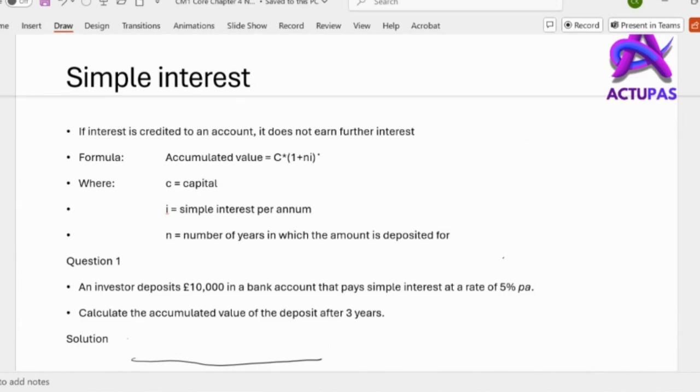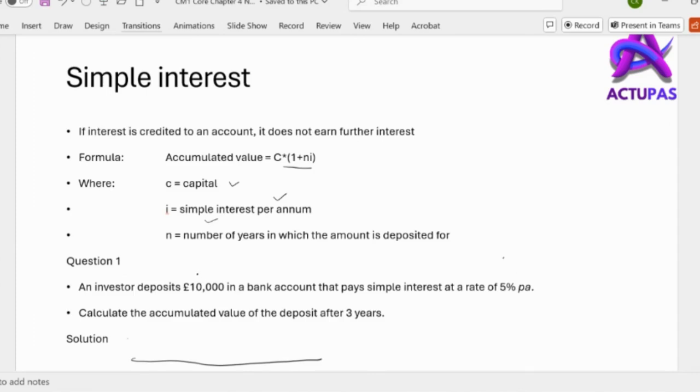The formula for simple interest is C times 1 plus n i to get the accumulated value, with C being the capital that is initially invested, and then i is the simple interest per annum, and n is the number of years in which the amount is deposited.